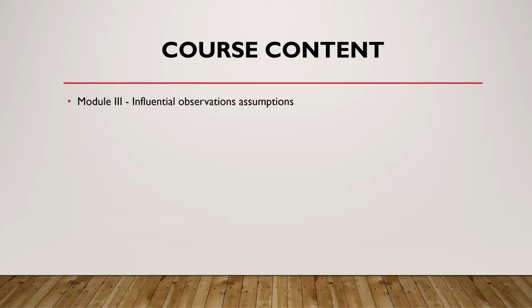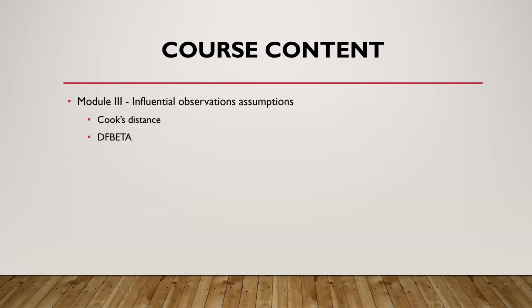Then the third module consists of assumptions regarding the observations, whether we have influential observations or not. We will use 3 approaches to detect influential observations, what we often call outliers. The first approach is the Cook's distance approach, which is about the entire model, the effect of the influential observation on the entire model.